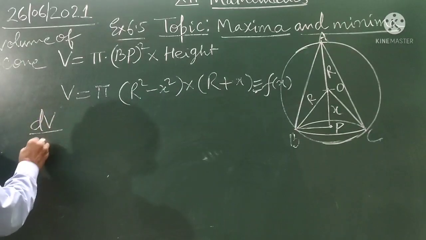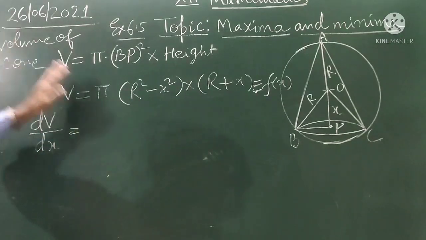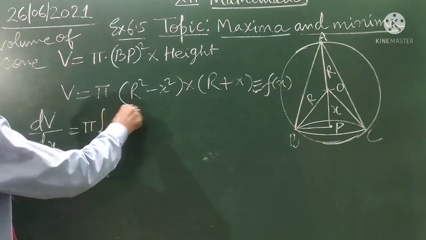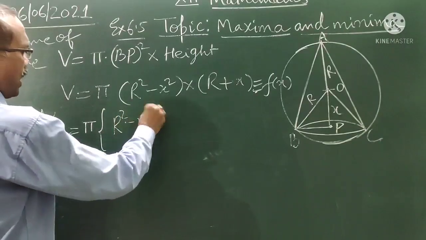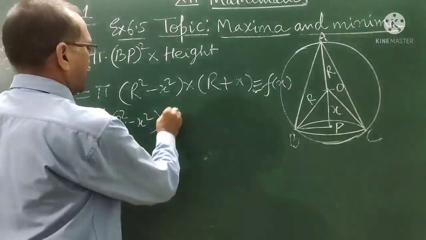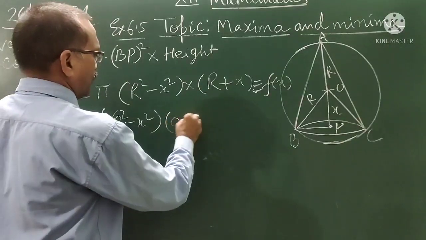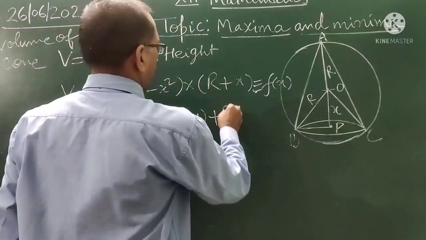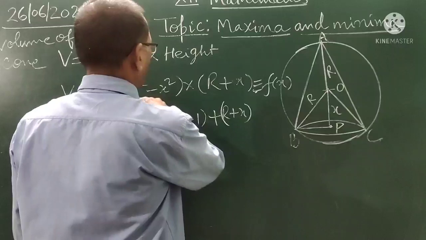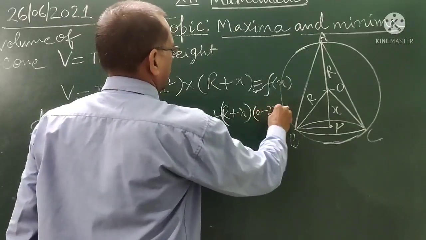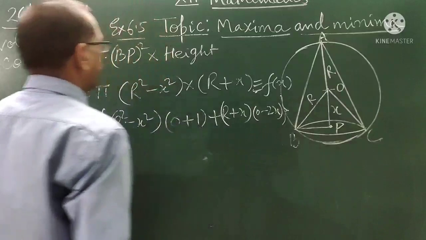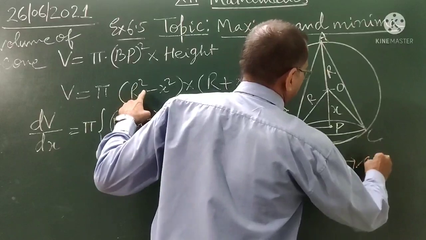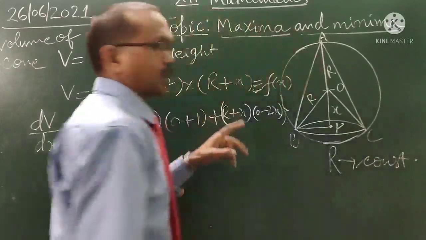So, dV over dX, we will apply the product rule here. Pi by 3 is a constant. There is a bracket, R square minus X square. The derivative of this part is 1 times R plus X into 0 minus 2X. Here R is a constant. It is the radius of the given sphere.